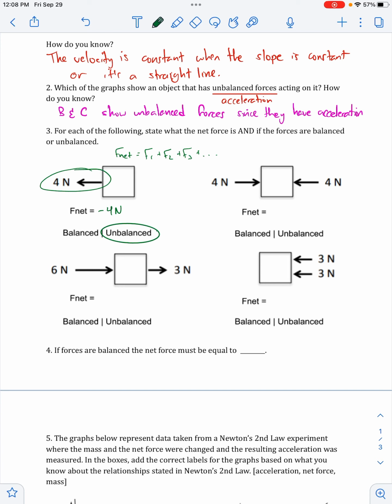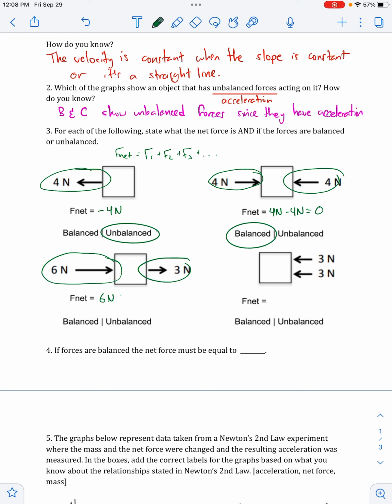For the second one here on the right, you have 4 to the right, 4 to the left. So you'd have 4 positive and then 4 negative, and this would be 0. This would be balanced, right? Because you have the same forces on opposite sides canceling each other out. Next one, you have 6 to the right and then 3 to the right. So you have 6 newtons plus 3 newtons. This would be unbalanced because this is going to be a total of 9 newtons, right? There's 2 forces to the right and nothing to the left.